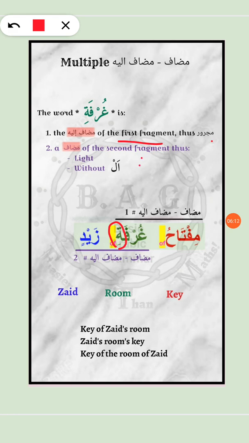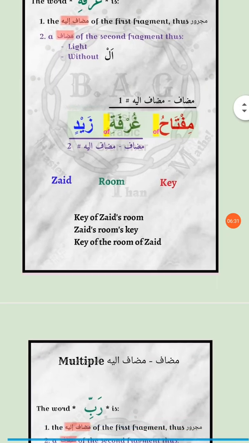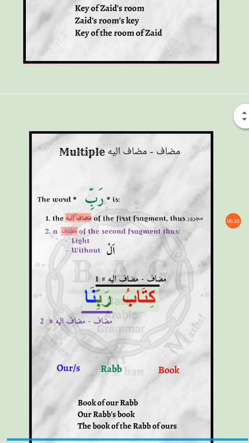A Muzaaf of the second fragment. And you can now translate it. I'm giving you a second. You can just pause the video and try translating it yourself. So you see there, these are three kinds of translations according to the English rule: key of Z's room, Z's room's key, or key of the room of Z.